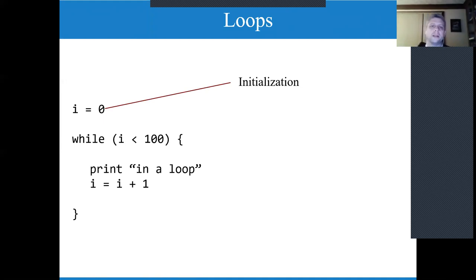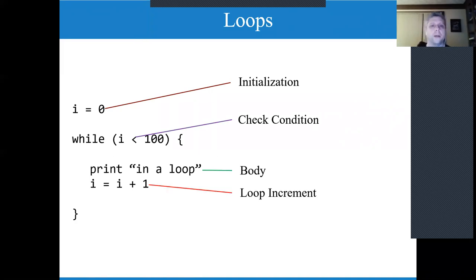We have the initialization for the iterator. I is the iterator in this case, and we're initializing it to zero. We have the check condition. This is what we check to see if it's true so that we can exit the loop. In this case, I is less than 100. So while I is less than 100, we're going to keep going through the loop. Then we have the body of the loop, which is everything that's done within the loop itself. And then we have a loop increment, or at least a modification of the iterator within the loop. It could be an increment, it could be a decrement, it could be any number of things. Each of these four things you're going to see in the assembler in some section.